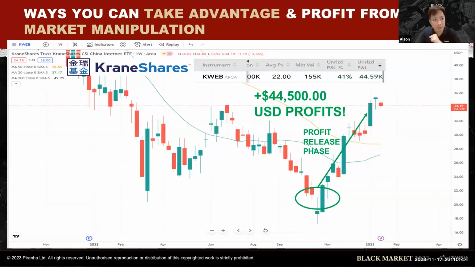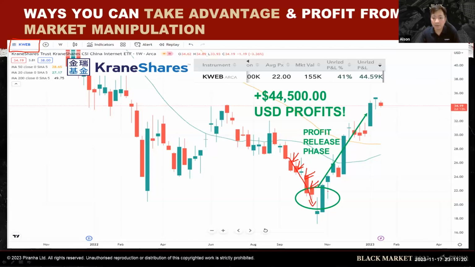KWEB is actually the China internet ETF. Back in October last year, there was a lot of negativity on the Chinese market, just like now, but now the market maker has not yet shown a major signal to recover. Last year was very obvious because a lot of retailers sold on the bad news. You see the price keep going down, and a lot of people actually sold at the bottom.